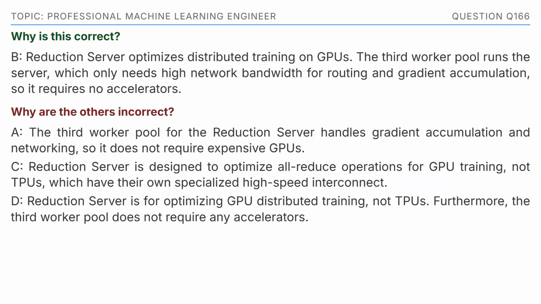B. Reduction server optimizes distributed training on GPUs. The third worker pool runs the server, which only needs high network bandwidth for routing and gradient accumulation, so it requires no accelerators. Why are the others incorrect? A. The third worker pool for the reduction server handles gradient accumulation and networking, so it does not require expensive GPUs. C. Reduction server is designed to optimize all-reduce operations for GPU training, not TPUs, which have their own specialized high-speed interconnect. D. Reduction server is for optimizing GPU distributed training, not TPUs. Furthermore, the third worker pool does not require any accelerators.